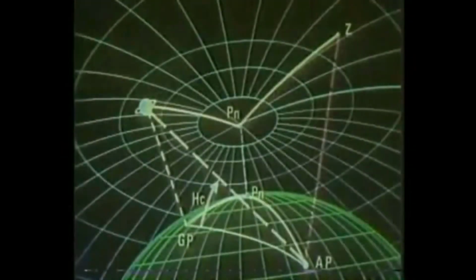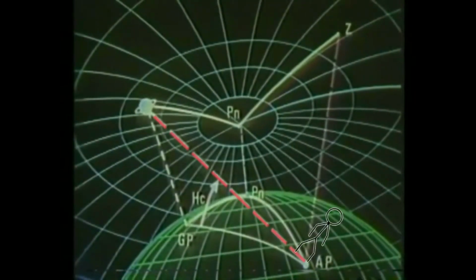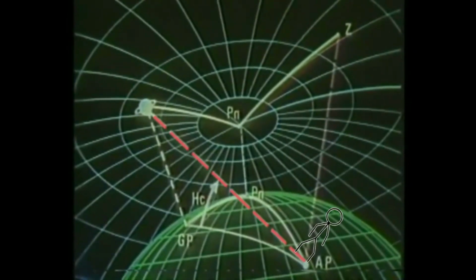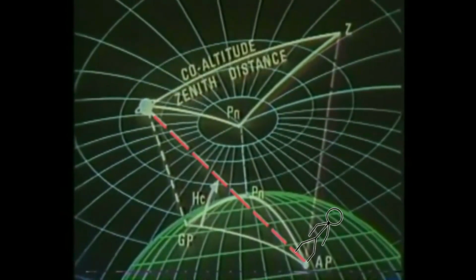With these three factors, you can turn to your HO 249 sight reduction tables to find two important factors. First, the computed altitude, called HC, from your assumed position to the celestial body. HC is the altitude you would observe with your sextant if you were actually at your assumed position. When you have HC, you can compute the co-altitude, or zenith distance.